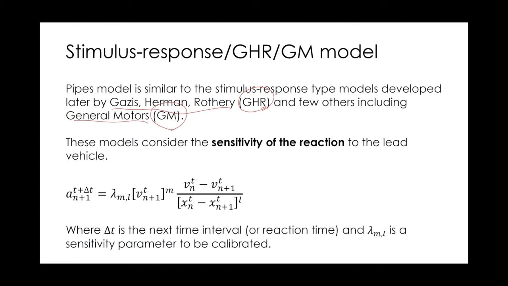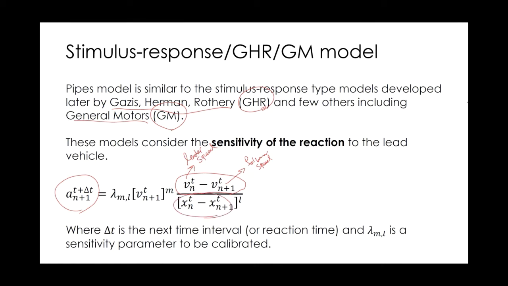So the general formulation of a stimulus response type car following model is like this, where on the left side, I have the acceleration of the follower at time t plus delta t. And again, look at the right side of the equation. Let me first start with this. I have the difference between the speed of the leader, so this is the leader speed, right? This is the follower speed. And you can see it's at time t. It's not at time t plus delta t. It's all at time t.